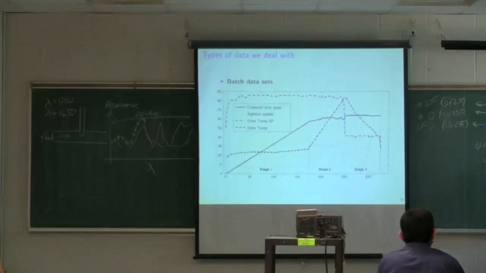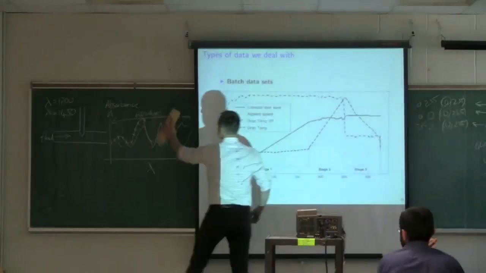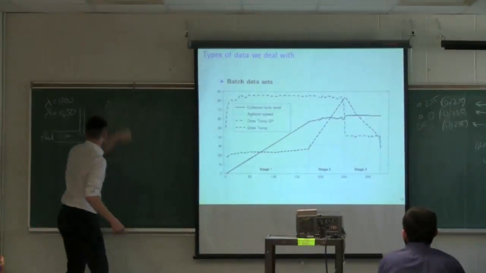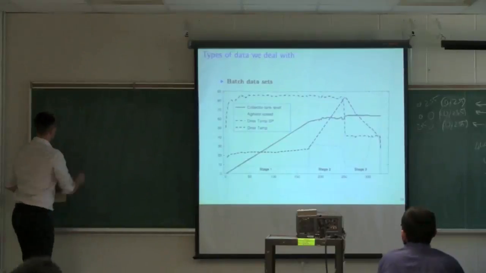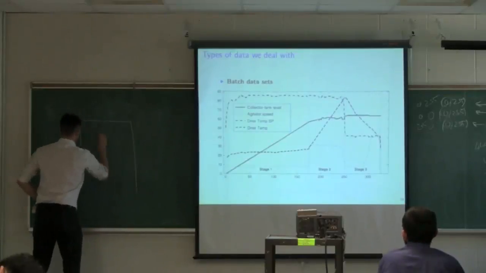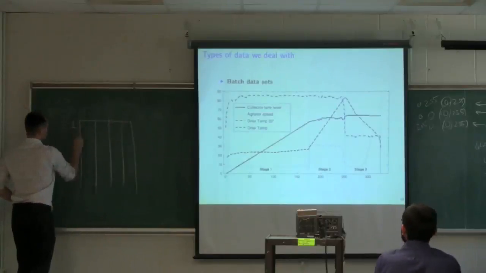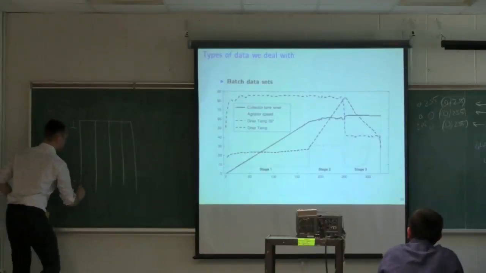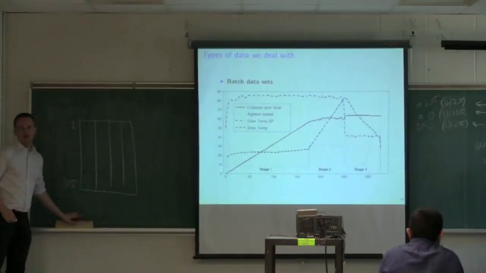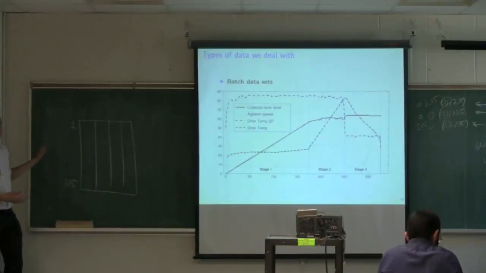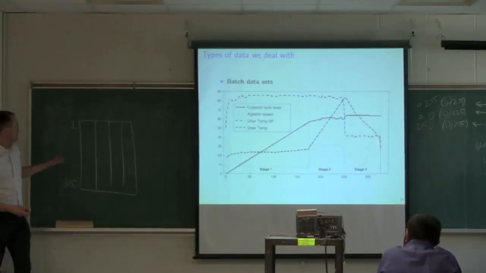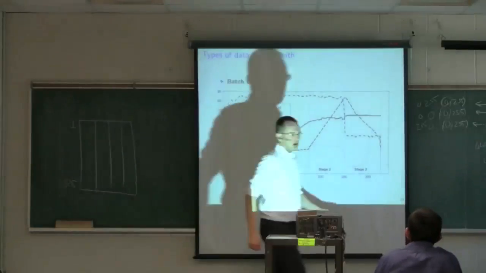325 rows by 4 columns. So column 1, 2, 3, and 4, and row 1 up to 325. That's the data we've collected by the end of this single batch.